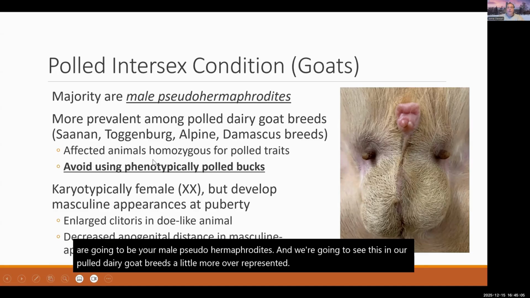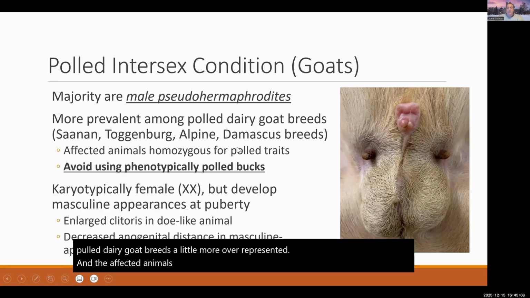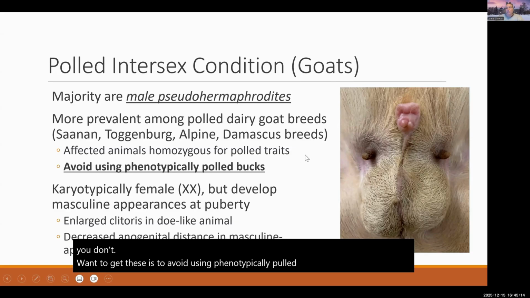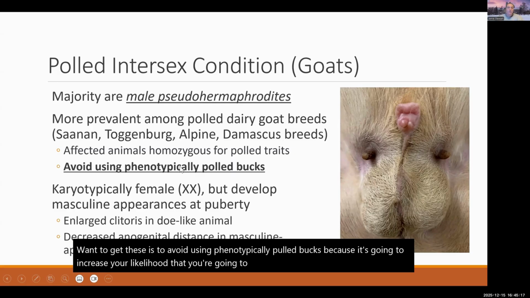And the affected animals are homozygous for the polled trait, so we always recommend, if you don't want to get these, to avoid using phenotypically polled bucks, because it's going to increase your likelihood that you're going to get some of these. And they tend to be karyotypically female, but will develop a masculine appearance at puberty.